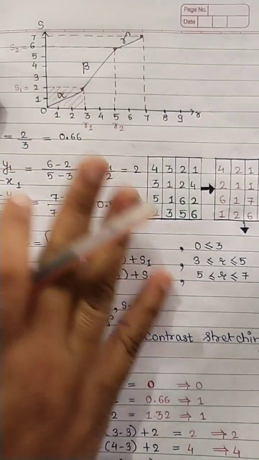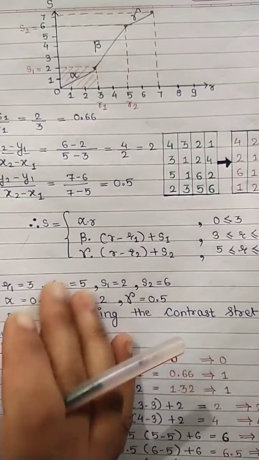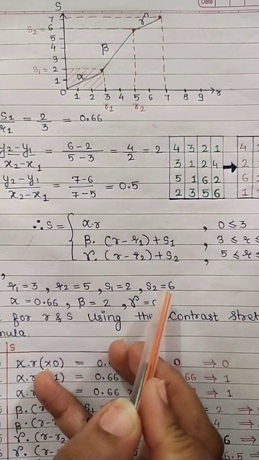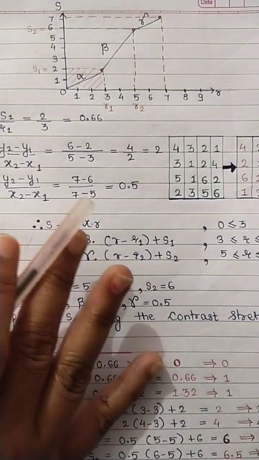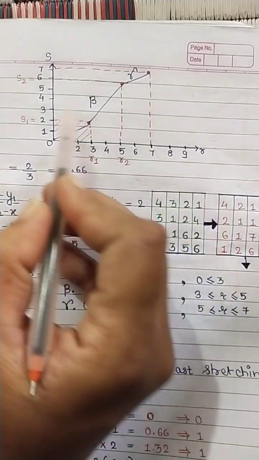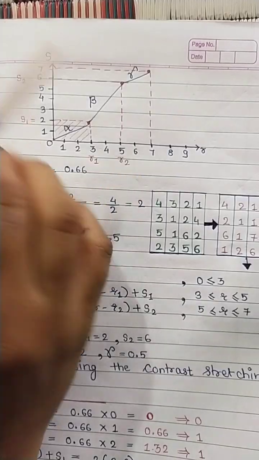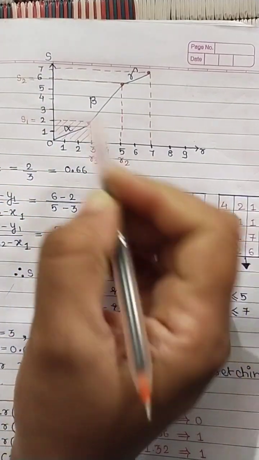So the first step is, we know the input and output values. Input values are 3 and 5 and output values are 2 and 6. So the first step is, you have to draw the graph. We know that the x-axis denotes R, meaning the input gray level, and the y-axis denotes S, meaning the output gray level. First we will mark the points 0, 1, 2, 3, 4, 5, 6, 7.